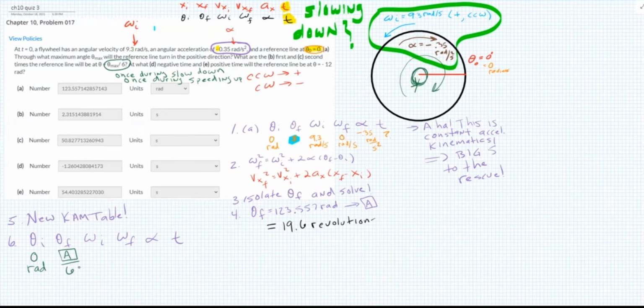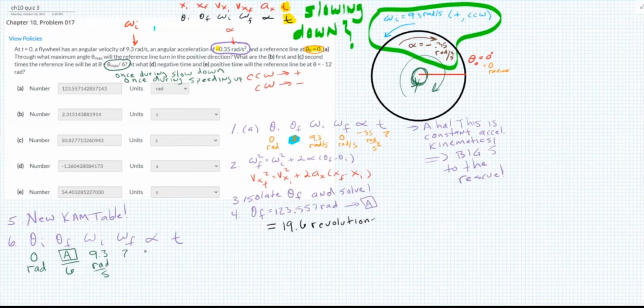Store alpha. Okay. Omega initial is 9.3 radians per second. Omega final, first and second time. So I don't know what omega final is. What's the first and second times the reference line will be at theta max over 6? So I don't know.